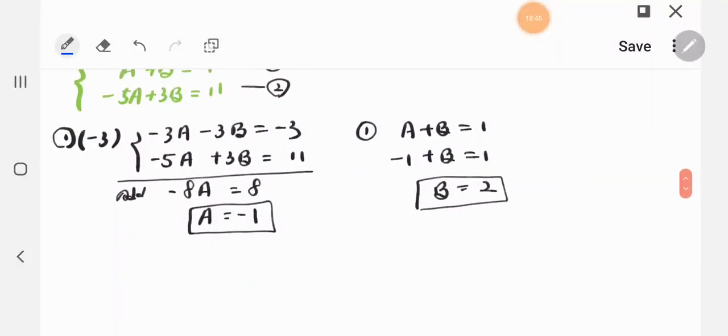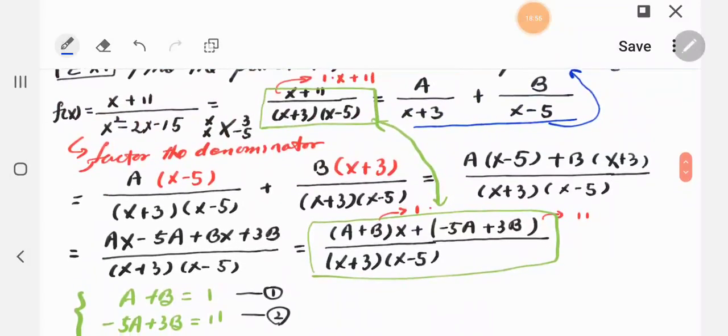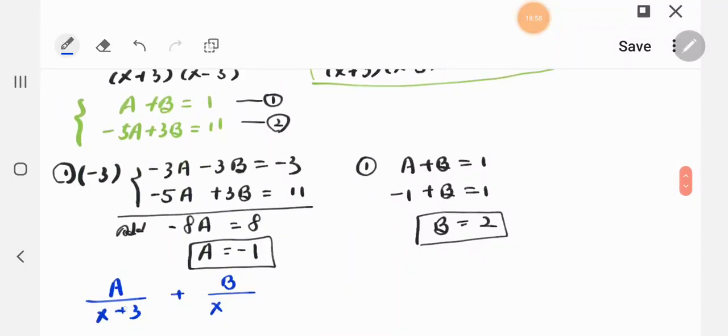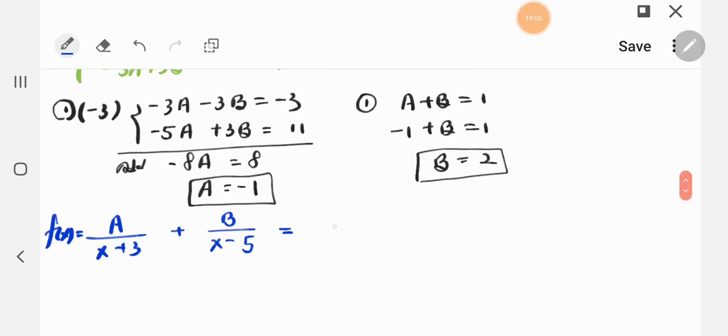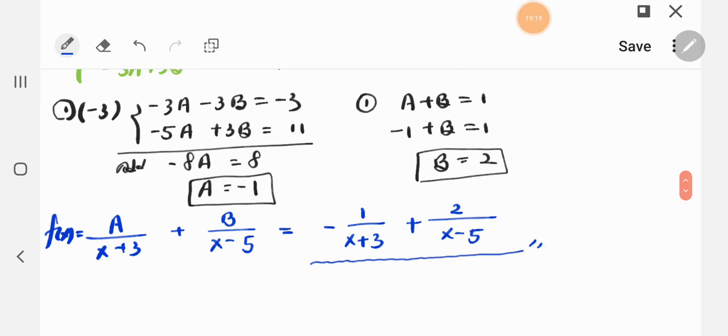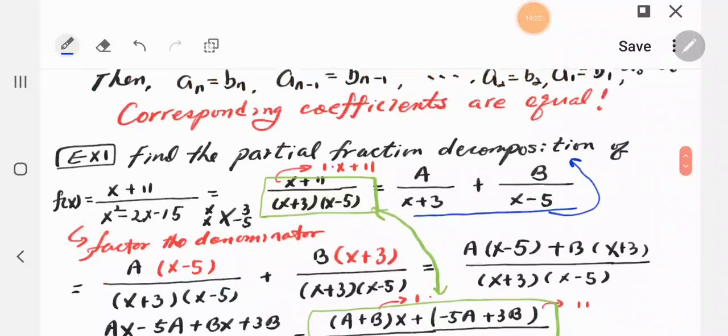So a over x plus 3 plus b over x minus 5. So this is the f of x. We know the value of a, so that will be negative 1 over x plus 3 plus b is 2 over x minus 5. So this is the partial fraction decomposition. What we did is simple.